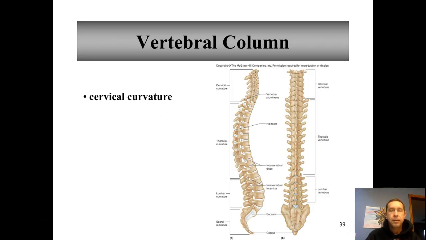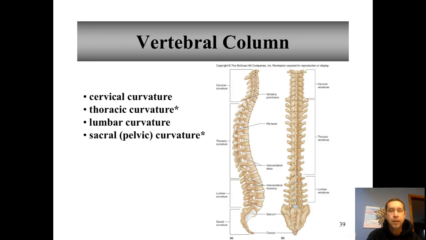So let's talk about the curvatures again. Cervical curvature in the neck is a posterior curvature. Thoracic curvature is an anterior curvature. Lumbar, the lower back, is a posterior, and the pelvic or sacral curvature is an anterior curvature in the pelvic region. Some other important structures we want to make note of: the rib facets are only found in the thoracic vertebrae, and they help form the joints between the thoracic vertebrae and the ribs.